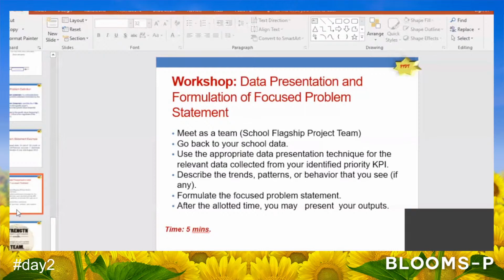Those are just examples. Okay. So use the appropriate data presentation technique for presenting the relevant data collected from your identified priority KPIs. Then describe the trends, the patterns, or behavior.